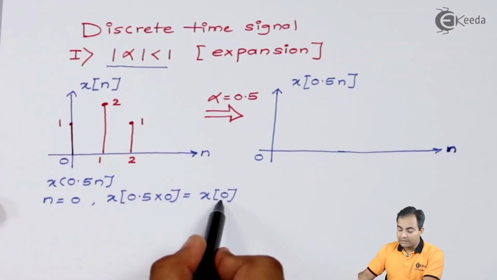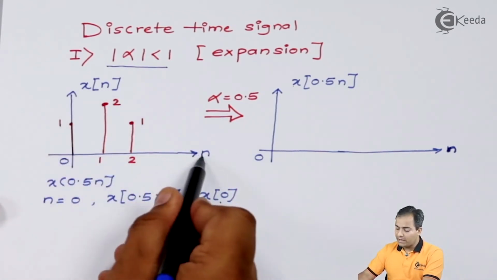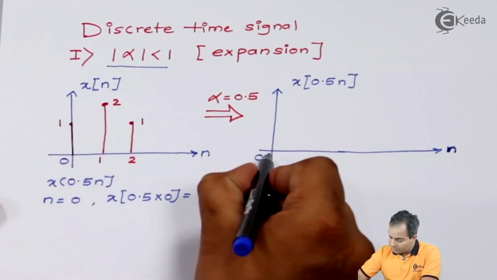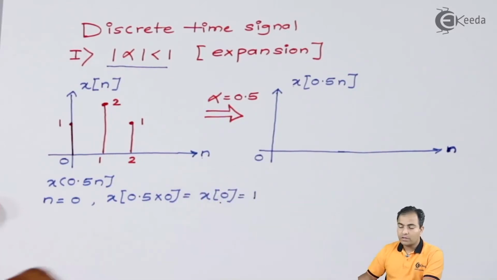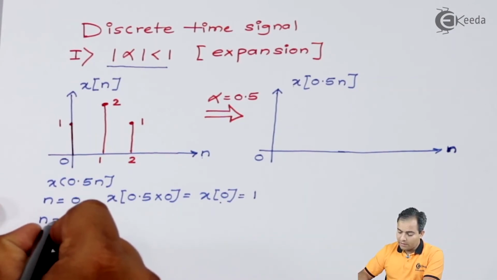This is the place of n, which means we have to find out the amplitude of x of n at n is 0. We know that at n is 0, the amplitude is 1. So I'll write for n equals 0, this amplitude is also 1. Do the same thing for next. I'll take n equals 1.